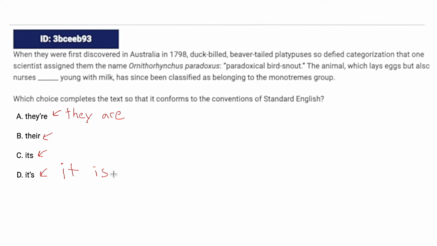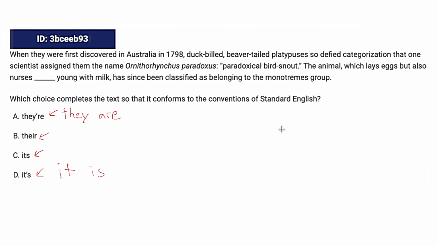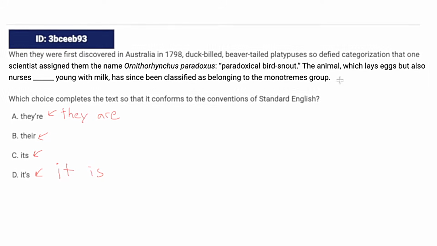And do you know which word is supposed to work here? So let's get into it. I'm going to see if I can get away with just reading the sentence with the blank space in it. The animal which lays eggs but also nurses. Okay, so here we want a pronoun to replace the animal. Well, is the animal singular or plural? The animal, it's one animal, so it would be singular. So we're going to go with either C or D.